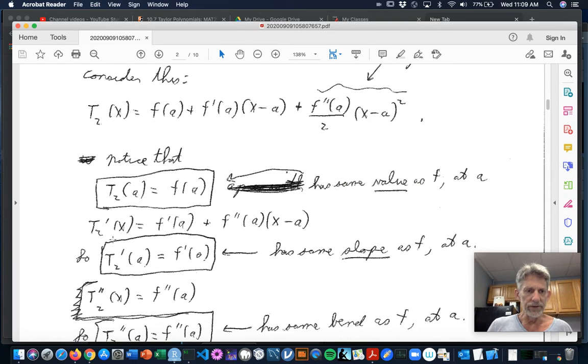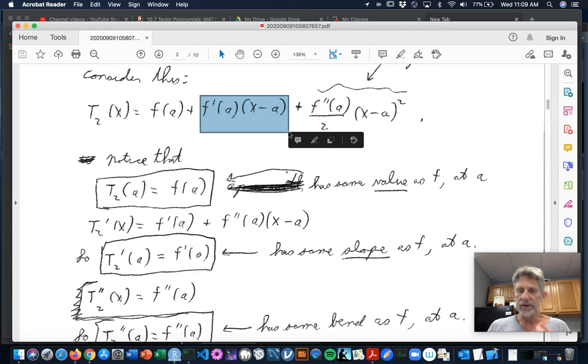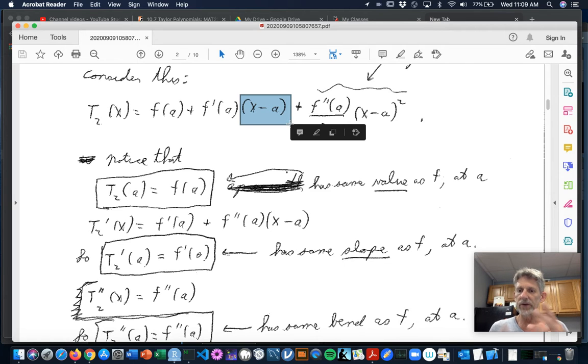Let me take the derivative of that polynomial. It's this. You see, f of a, that's a constant as far as x is concerned, so its derivative is 0. And then when I take the derivative of this term, I've got this constant times the derivative of x minus a, and the derivative of x minus a will be a 1. And so all I'll have is an f prime of a off of that term.